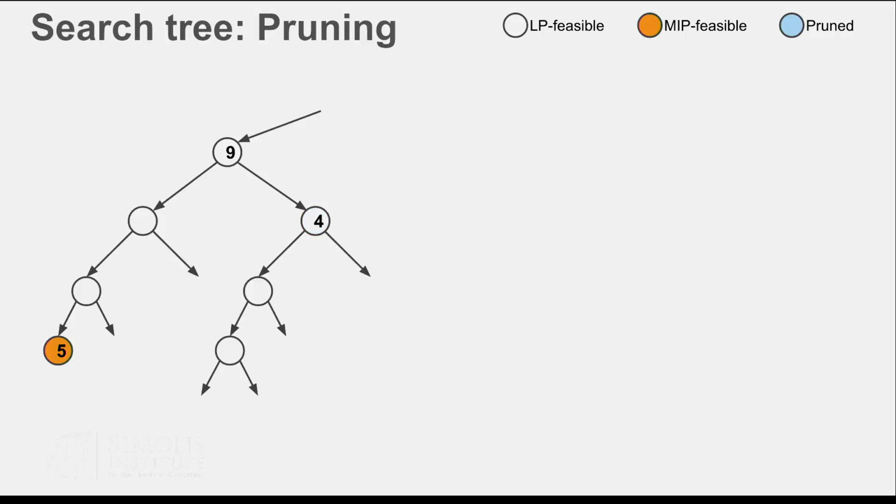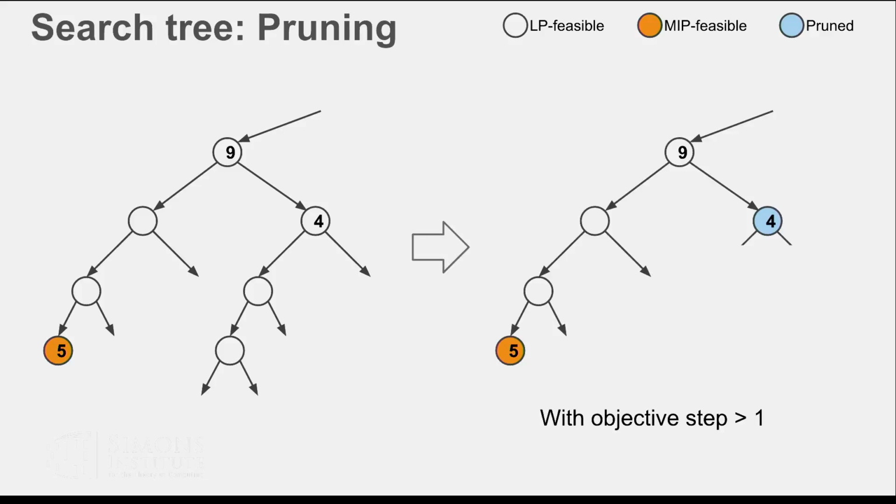However, if, for example, here the value of the relaxation was 4, then you cannot prune because 4 is lower than 5, so you have to continue. But do you have to? Well, you have to investigate the objective. And sometimes you can infer from the coefficients and from the integrality of the variables that the objective, for example, has an objective step. So the objective must always be improved in some quantities.